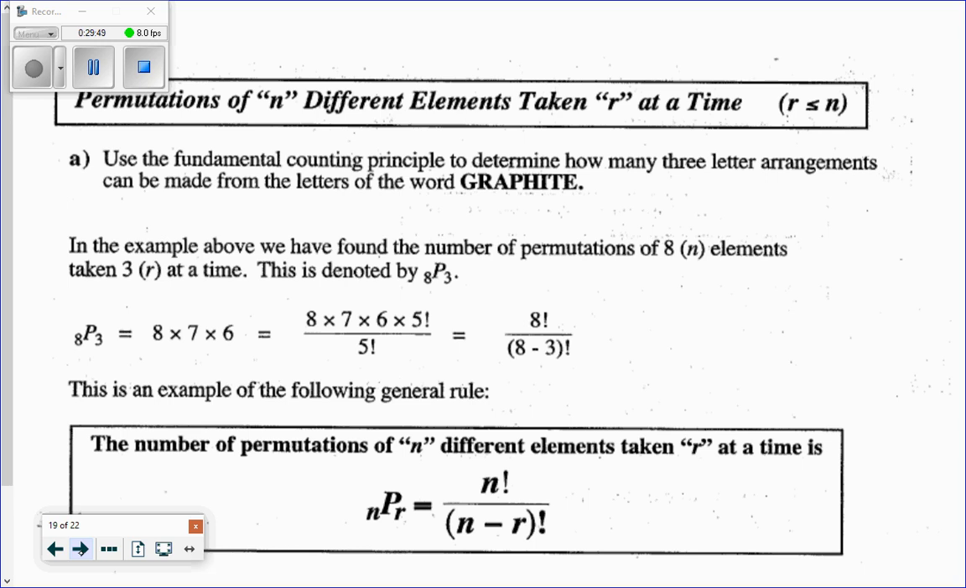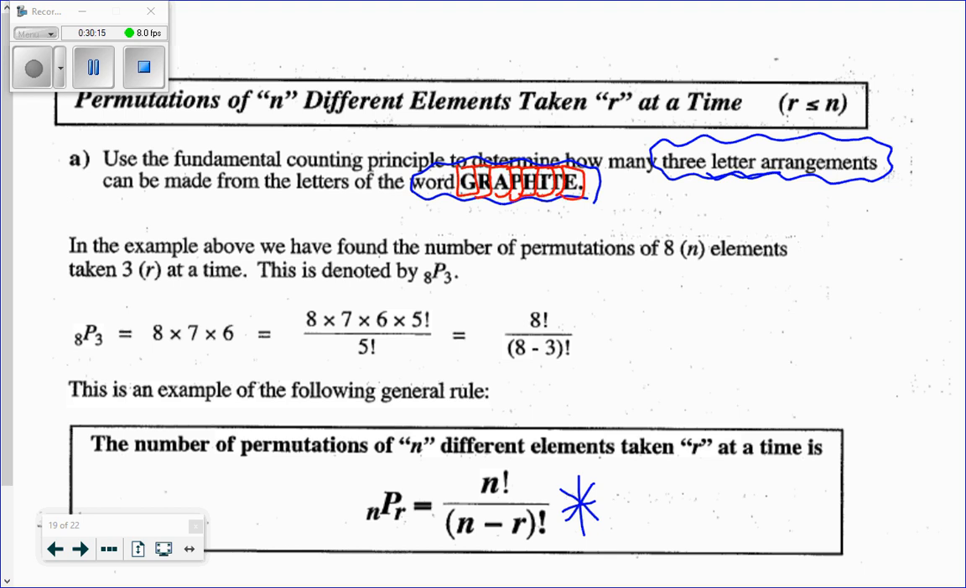So here's that formula. So let's say it says use the fundamental counting principle to determine how many 3-letter arrangements can be made from the word graphite. So again, think of graphite as each letter is on its own Scrabble tile. So how many Scrabble tiles do you have? 8. Okay. So you're looking for how many 3-letter arrangements? So how many blanks should you draw? 3.